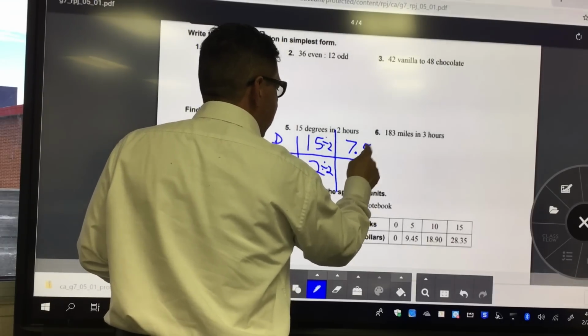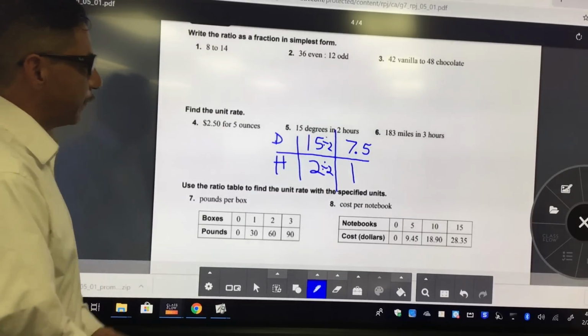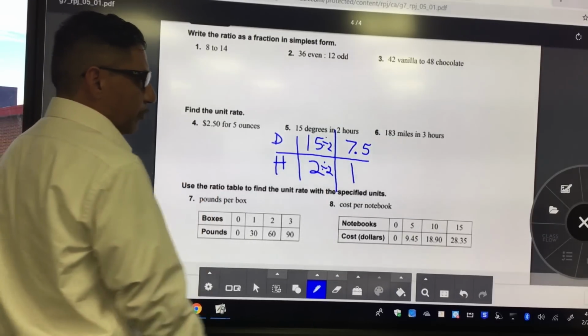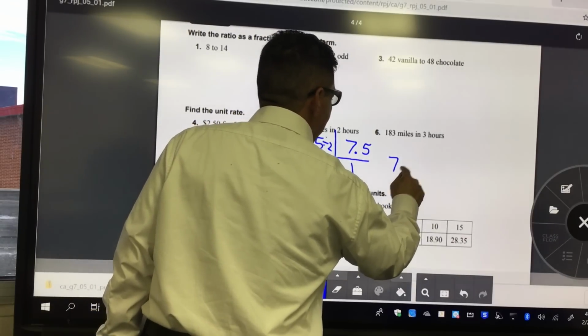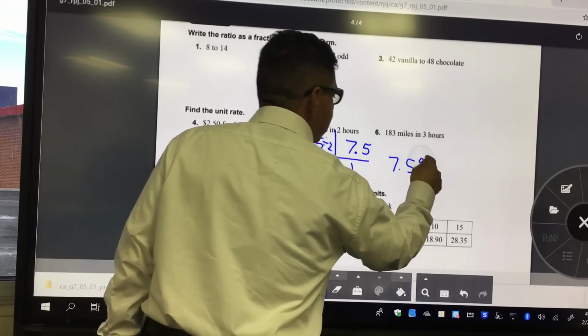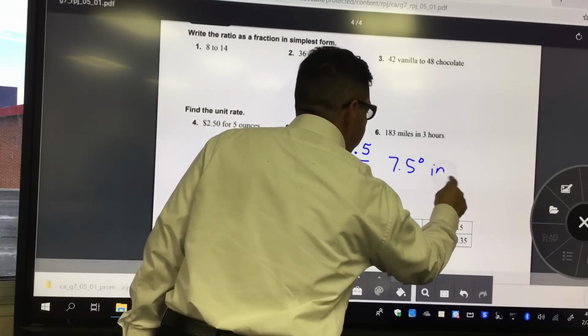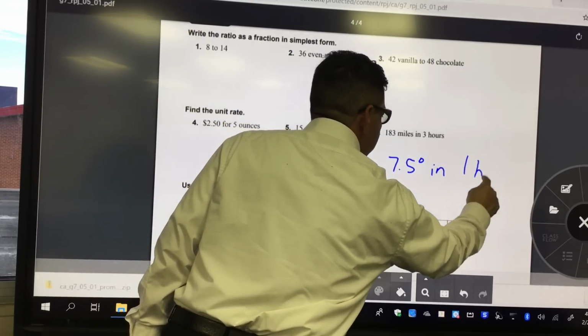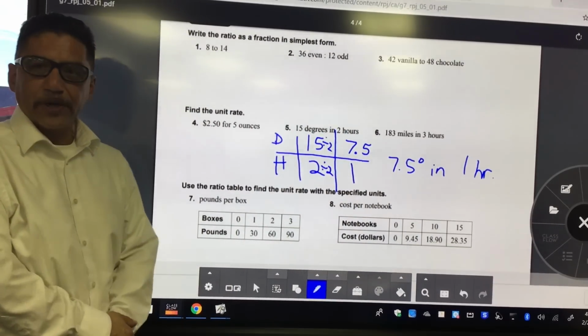And we can write that as 7.5. 7.5 is the same thing. So therefore, our new unit rate would be 7.5 degrees in 1 hour. Right? And there's your unit rate for number 5.